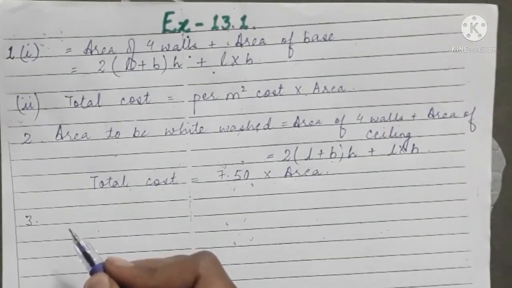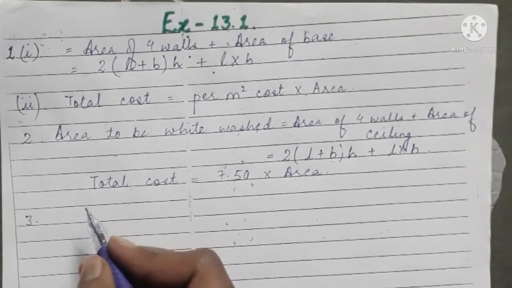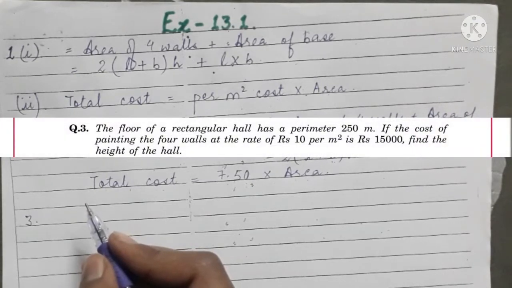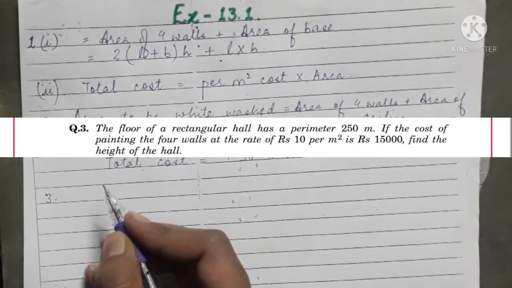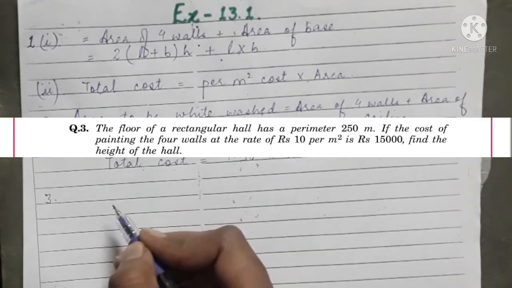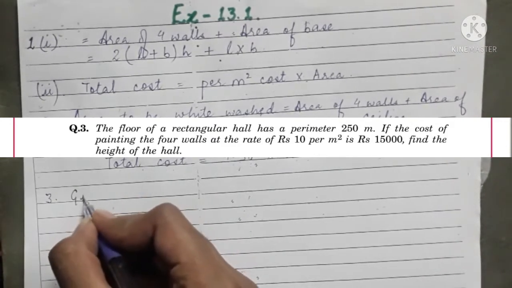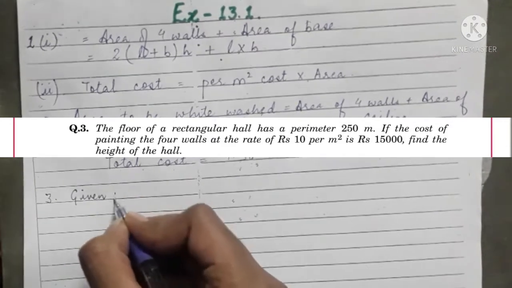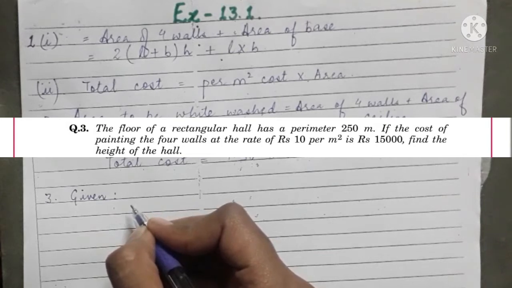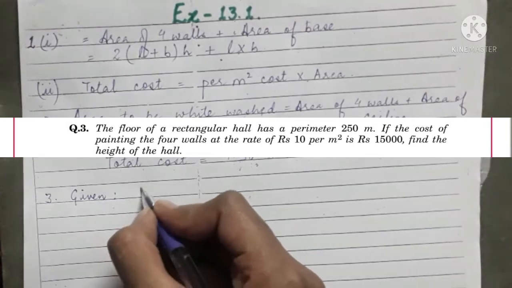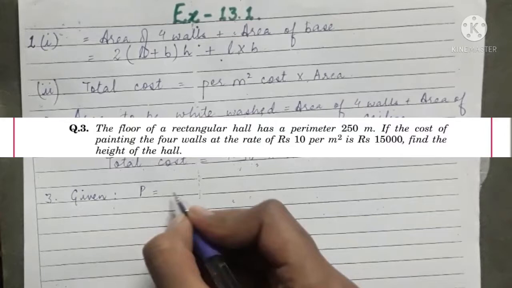Now let's see the next question, that is question number 3. The floor of a rectangular hall has a perimeter 250 meter. If the cost of painting the four walls at the rate of rupees 10 per meter square is rupees 15,000, find the height of the hall. Okay, so now in this question, firstly we will write all the things that are given. So the perimeter of the floor of the rectangular hall is given. So what is the formula of perimeter?